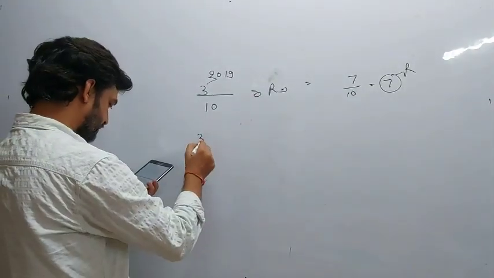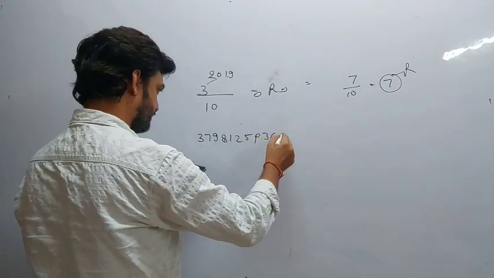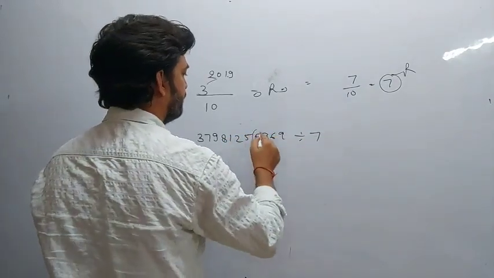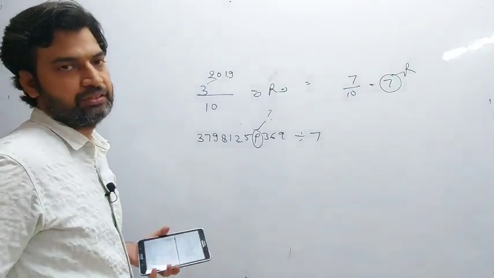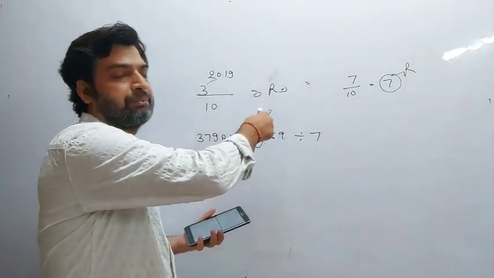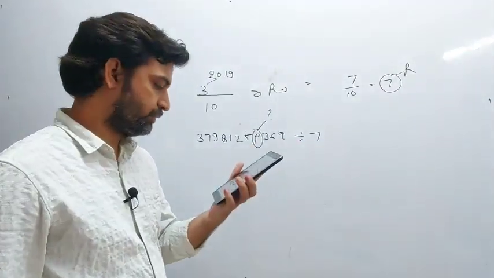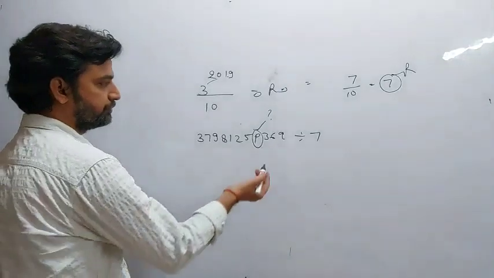Again it is saying that 3798125P369 is divisible by 7. What is the value of P? Very easy question. You all have done that. You could have done that by putting all 4 options in place of P and trying to divide it the same way. So the answer is this one.